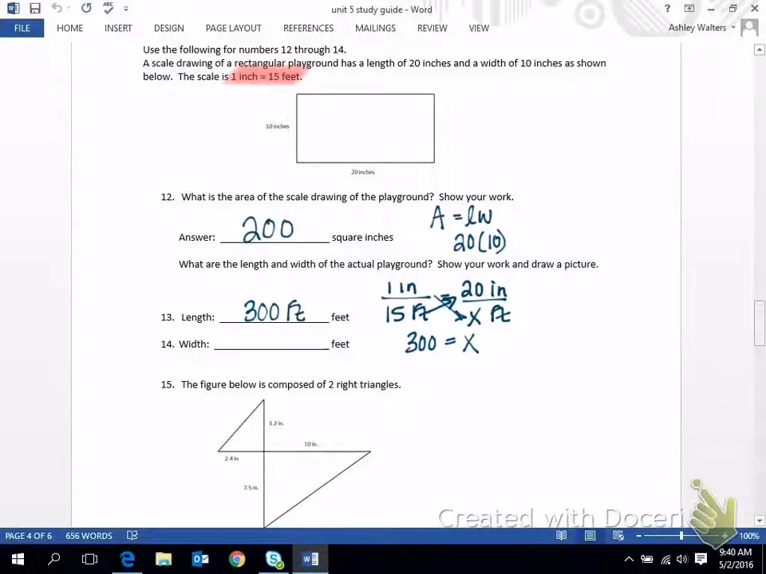For the width, again, we have a scale of 1 inch is 15 feet. So if we have 10 inches, how many feet is that? 15 times 10 is 150. And 1 times x is x. So the width of 10 inches is 150 feet.